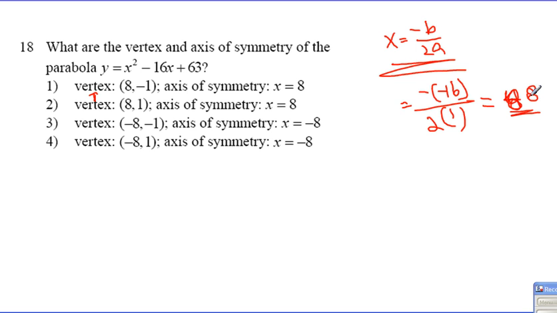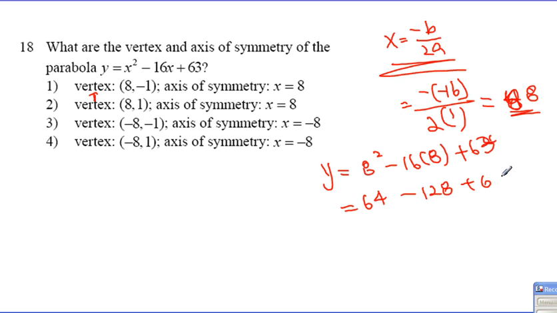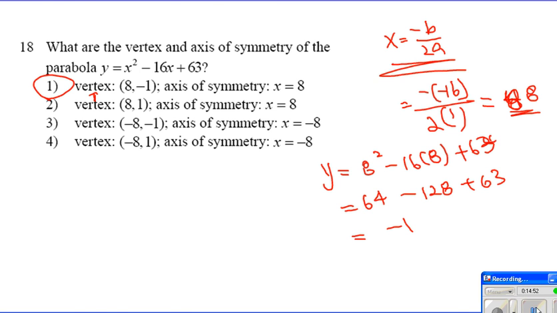Now, but we have positive 8, that means we have 2 locations right here. Then what we're going to be doing is this. When you plug in 8 in place of x, then we're going to get the value of y. So we have y equals 8 squared minus 16 times 8 plus 63. So then we have 64 minus 128 plus 63. Once everything is done, you will realize that this will be equal to negative 1. So therefore, our answer becomes choice number 1.